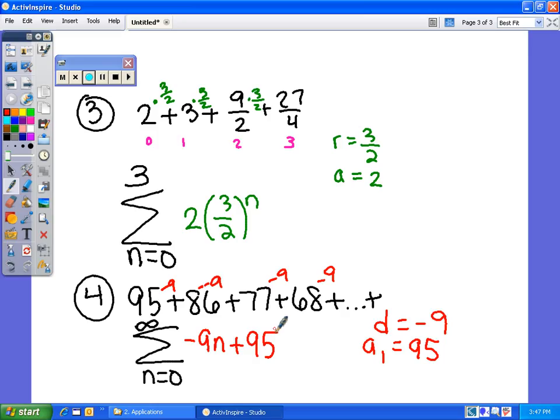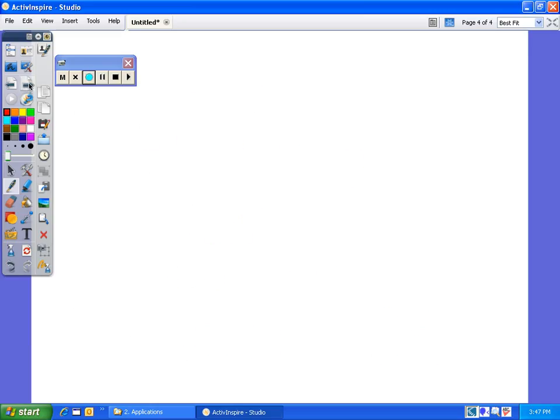Alright, so there are your answers to 3 and 4. Now to number 5, which is the sum of the series. So 5, 6, 7, and 8 represent the sum of the series. What you need to do is look at the series and see if it's infinite, if it's arithmetic, or geometric. An infinite geometric series has this formula.